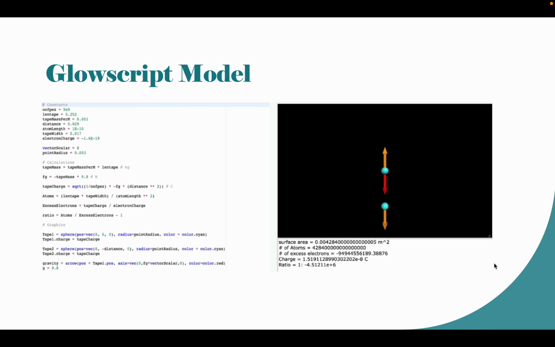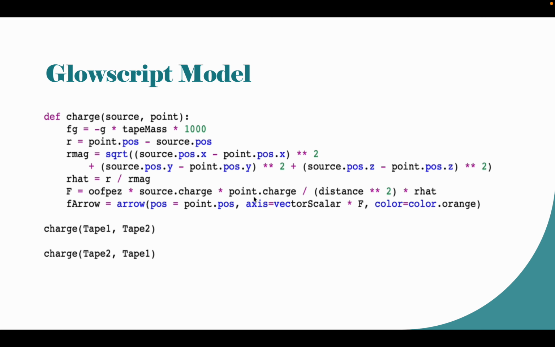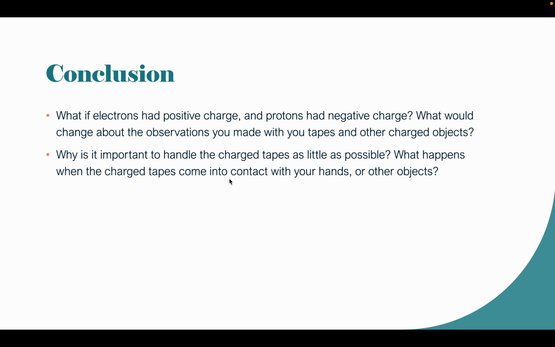Here we can see my GlowScript model that I used to bring these calculations to life. We see in this model that the charges are repelling each other in this graphic, but the gravitational force is actually balancing the electrical force as it goes downwards on the y-axis. On the left is the code I used for this. And this is the function I defined to really establish the charge arrows and how they interact in this model.